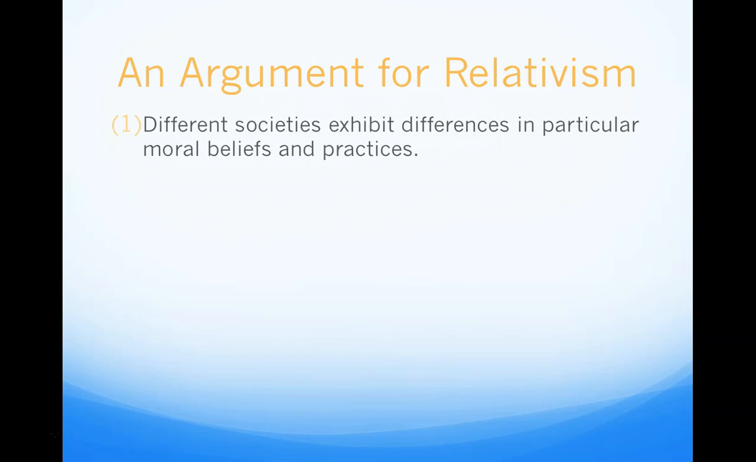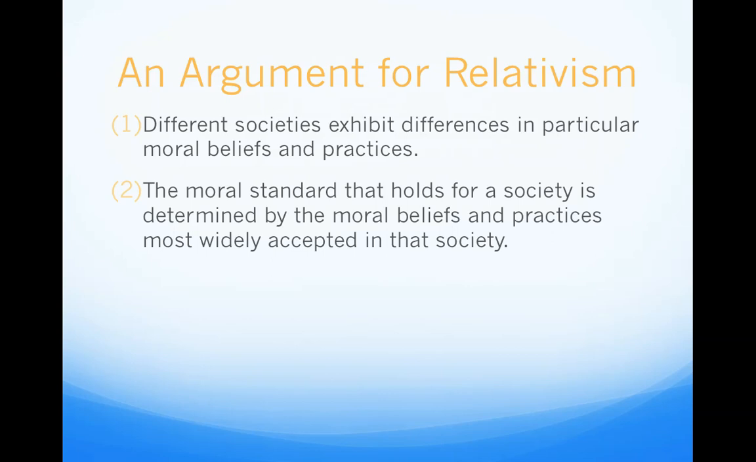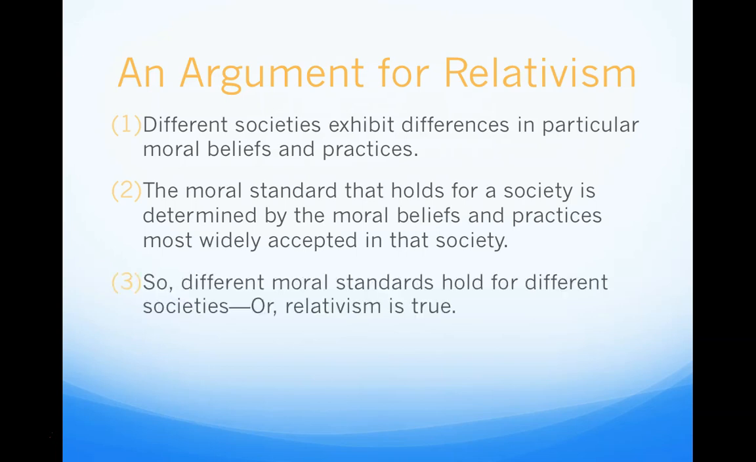It begins with the first premise: different societies exhibit differences in particular moral beliefs and practices. Now, I think that this seems plausible, and we're going to go in more depth very soon about each of the premises. The second premise: the moral standard that holds for society is determined by the moral beliefs and practices most widely accepted in that society. Okay, so that's just a statement of relativism. So if both of those are true, it seems that the conclusion follows. So different moral standards hold for different societies, or relativism is true.